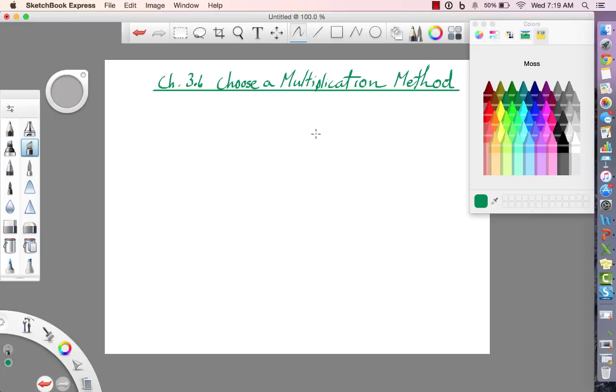Okay, chapter 3.6. Choose a multiplication method. Basically, we have two methods. The first one is partial products. And the second one is called regrouping. And this should be a review.